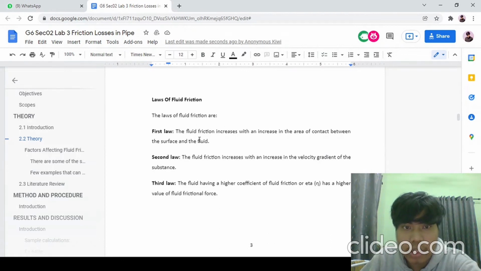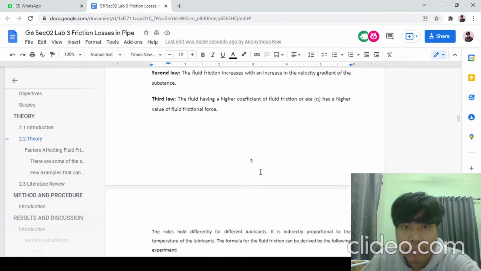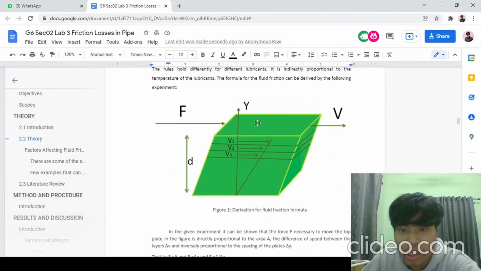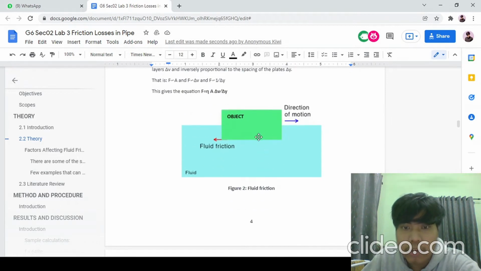The laws of fluid friction are: the first law, fluid friction increases with an increase in the area of contact between the surface and the fluid. Second law, the fluid friction increases with an increase in the velocity gradient and the substance. And the third law, a fluid having a higher coefficient of fluid friction, or eta, has a higher value of fluid friction force. So this is a derivation for the fluid friction formula, and this is figure 2 for fluid friction.